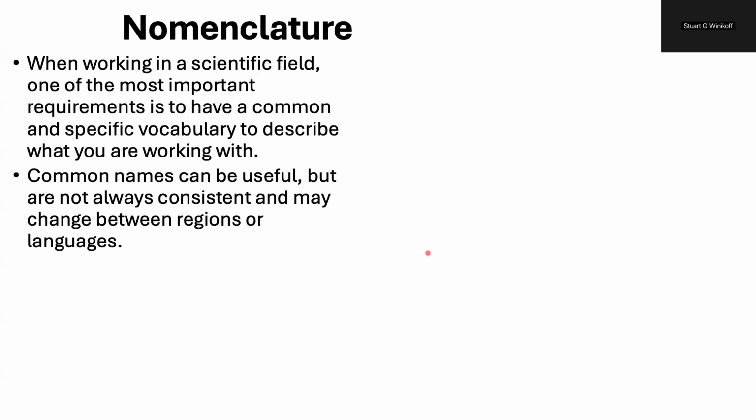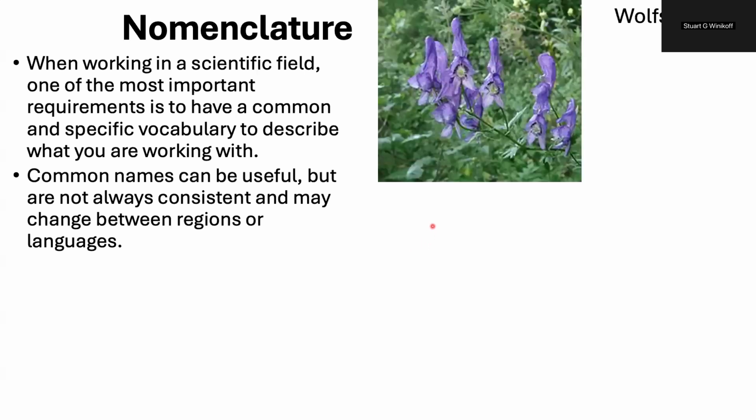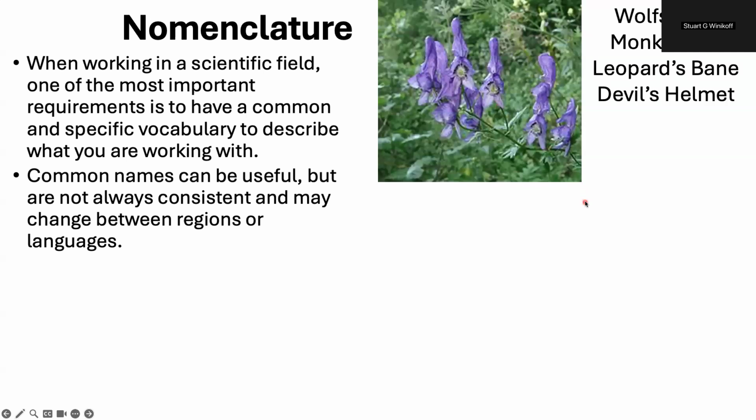so can become a bit of an issue. And one of the great examples of this is a beautiful plant that you might know as wolfsbane. It's this nice blue flower. However, it is also known as monkshood, leopard's bane, and devil's helmet, and blue rocket. All of these are known common names. And the same thing kind of happens with chemistry.